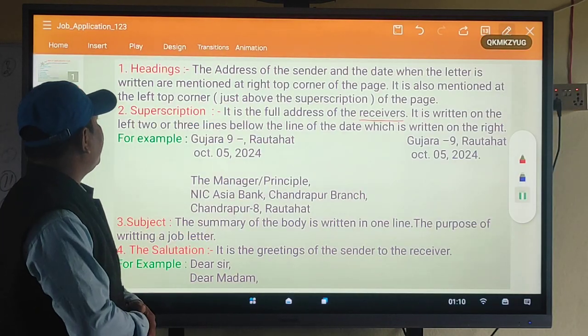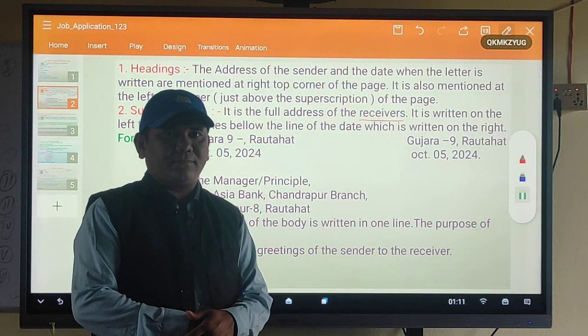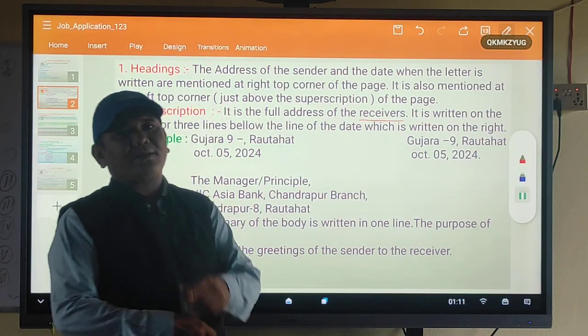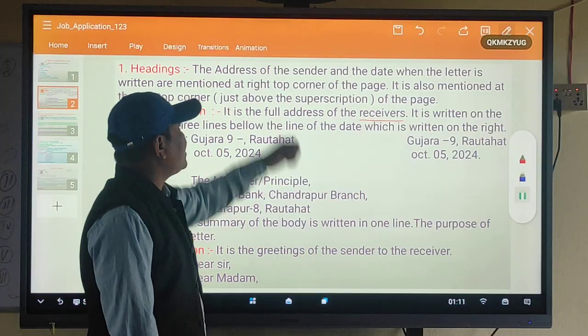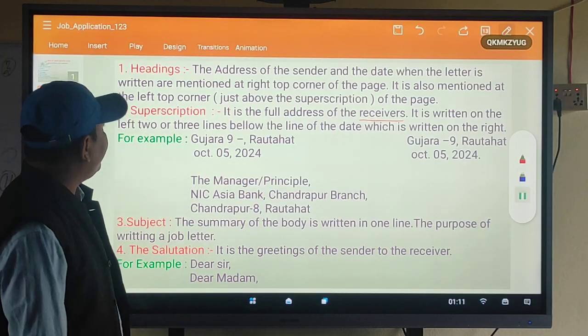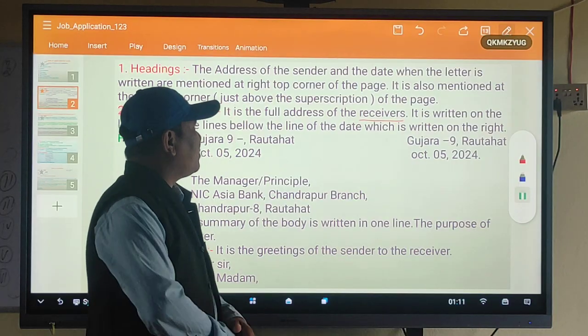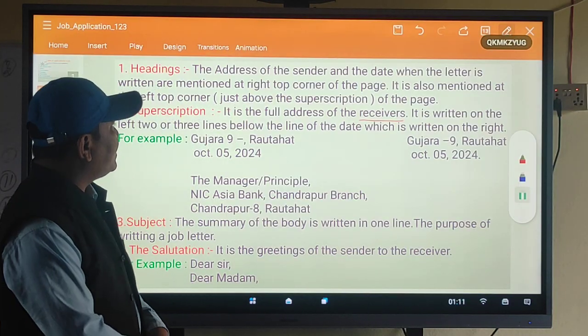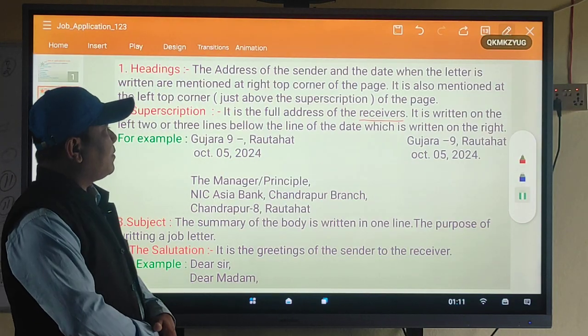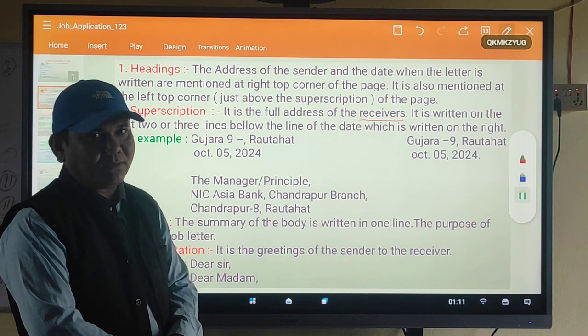The first step is heading. The address of the sender and the date when the letter is written are mentioned at the right top corner of the page. It is also mentioned at the left top corner of the page.